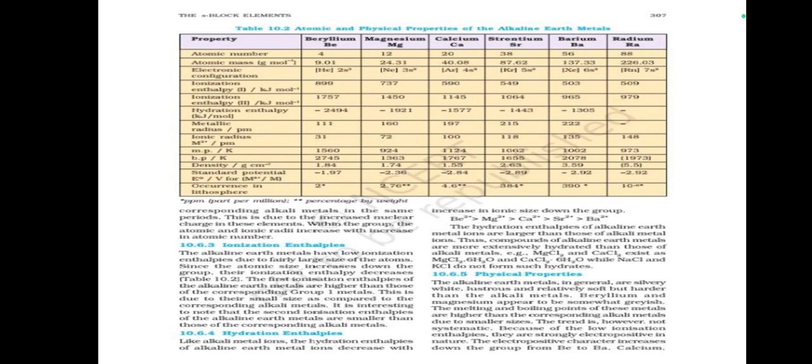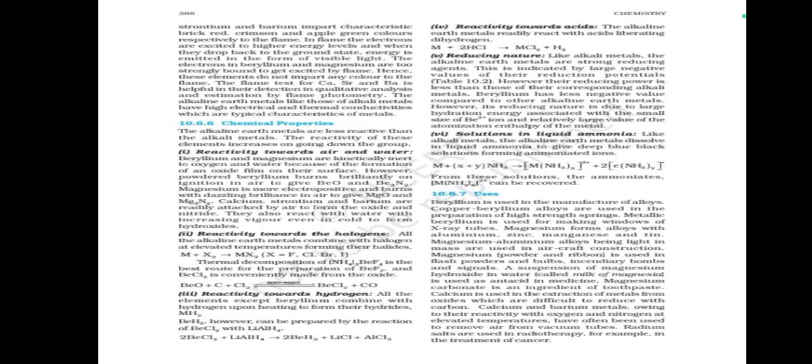The electropositive character increases down the group from beryllium to barium. Calcium, strontium, and barium impart characteristic brick red, crimson, and apple green colors, respectively, to the flame. In the flame, the electrons are excited to higher energy levels, and when they drop back to the ground state, energy is emitted in the form of visible light.